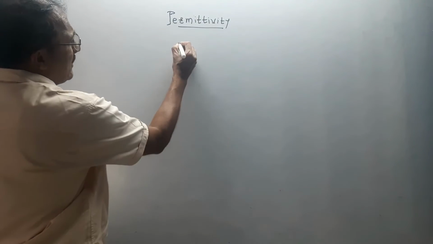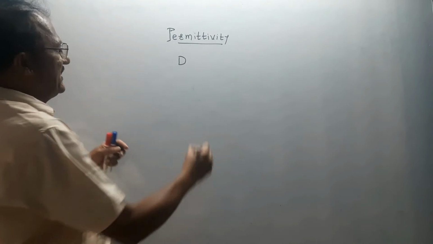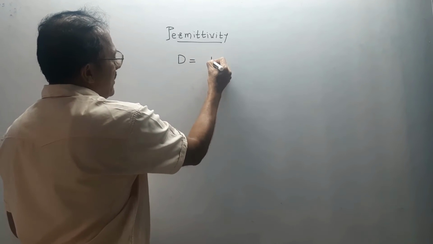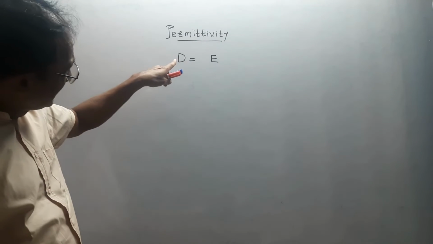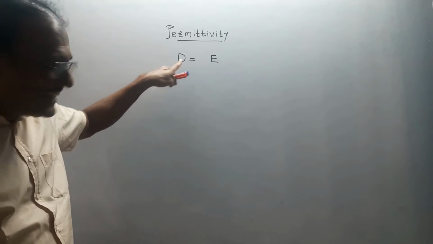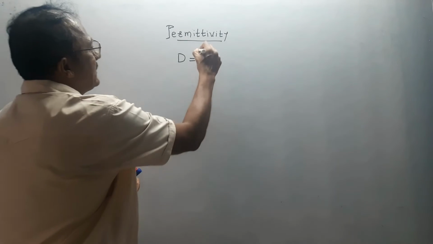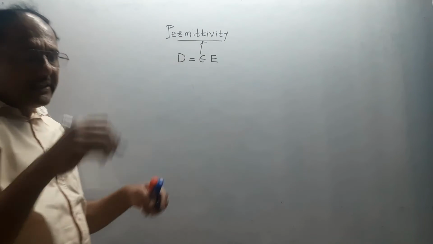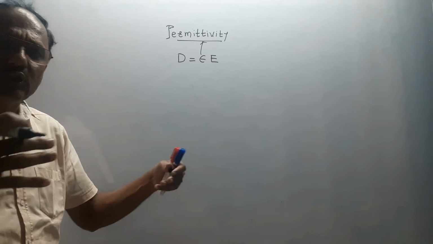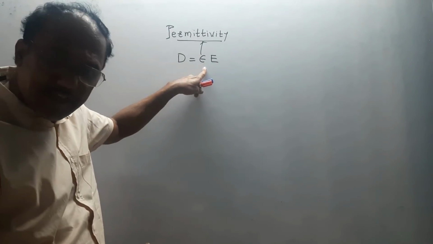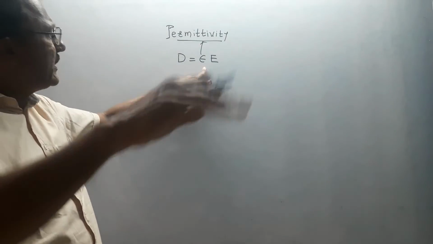Just now we discussed one notation, that is D. D is electric flux density. And we also discussed one more notation, that is E. E is electric field intensity. The basic relationship between D and E is D equals epsilon E, where epsilon is called permittivity. It is basically the ability of a medium to allow things to pass through it. In very simplified language, giving permission for the signal to pass through it is permittivity.